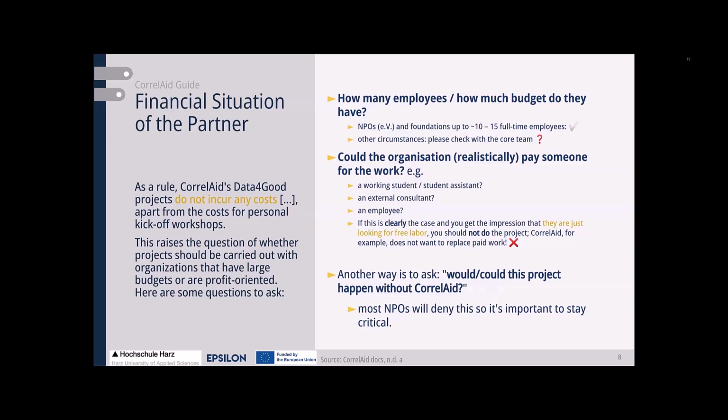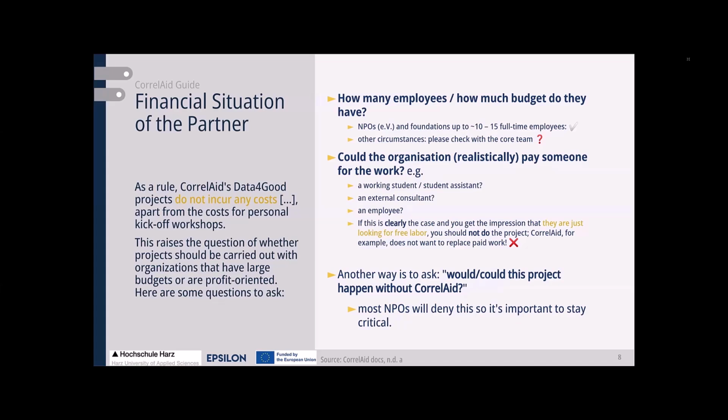But when it comes to the delicate question of how much money you should charge, or whether there is a way to charge money for your projects, you should ask yourself: how many employees do you have, and how many employees does the organization have? Normally, non-profit organizations in Germany have 10 to 15 full-time employees. If there are other circumstances, you should check with the core team if this non-profit organization is large enough in order to cover some costs that occur.